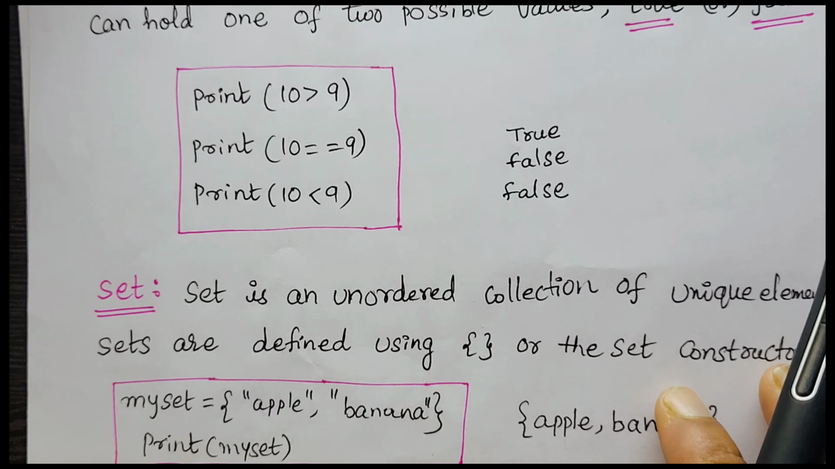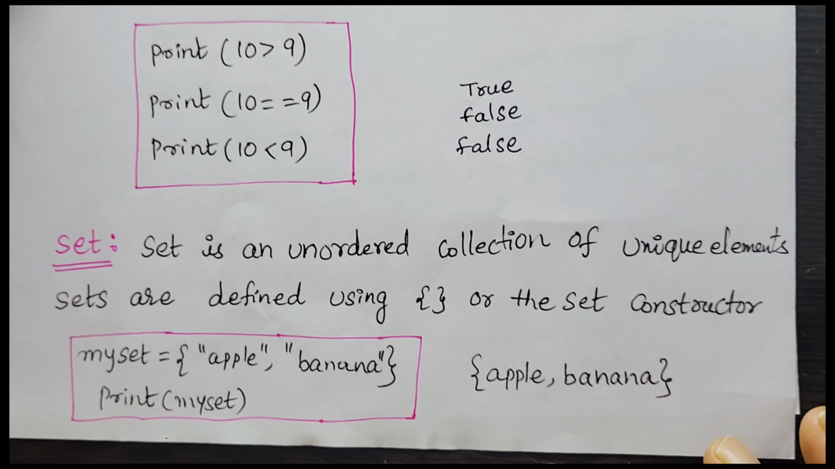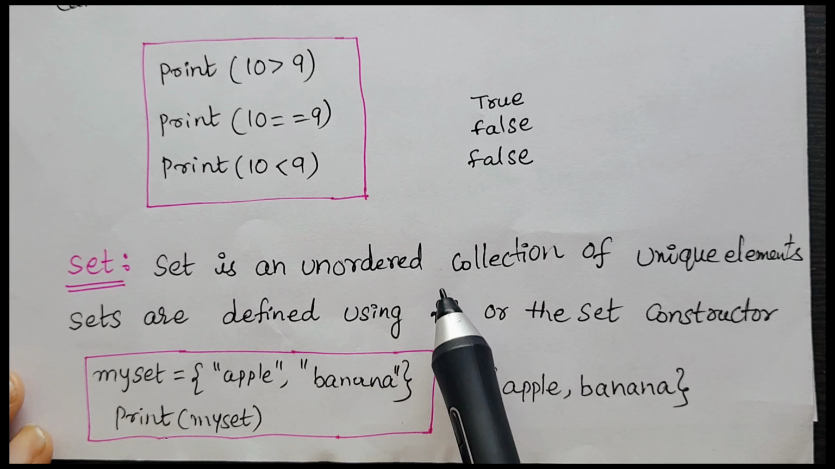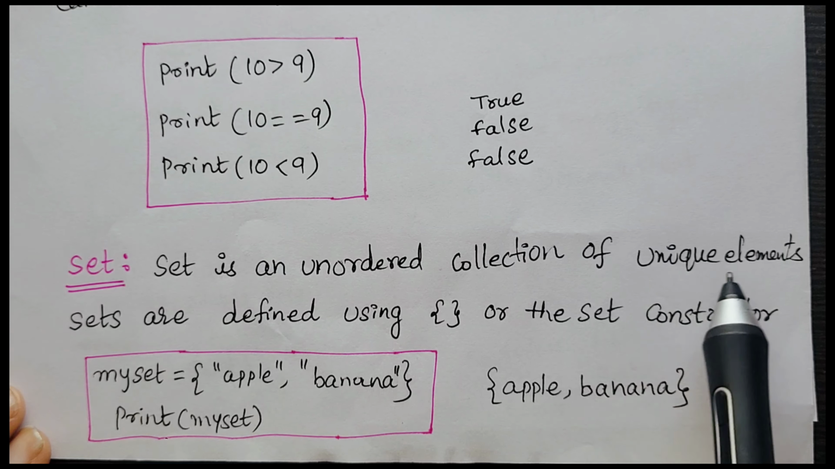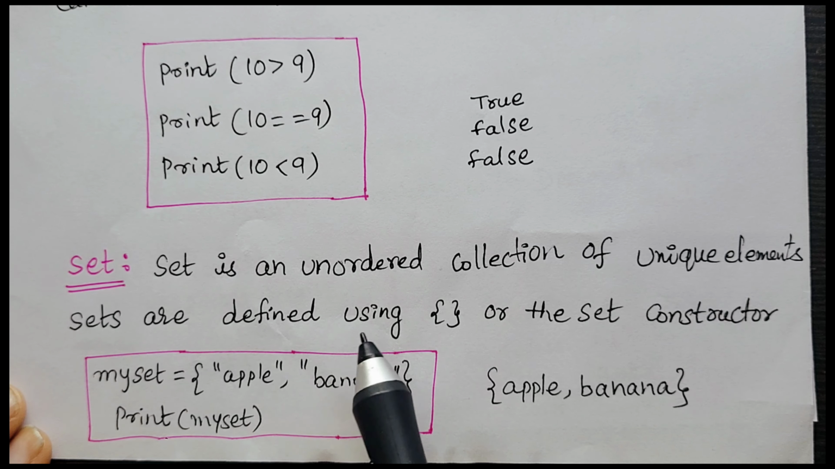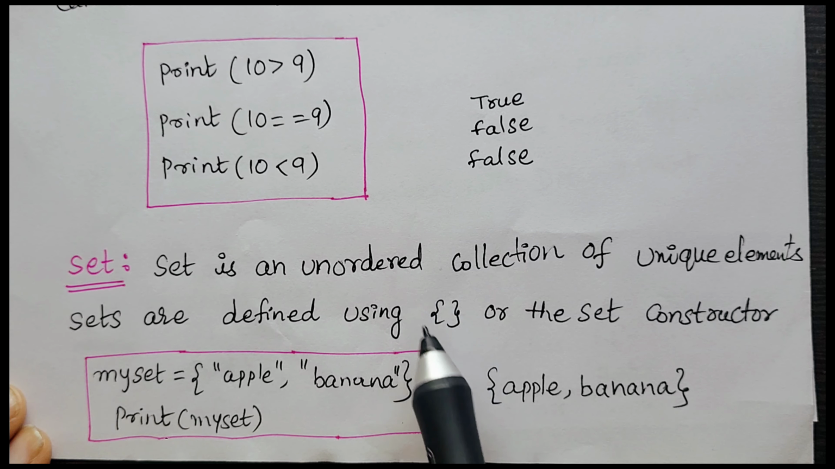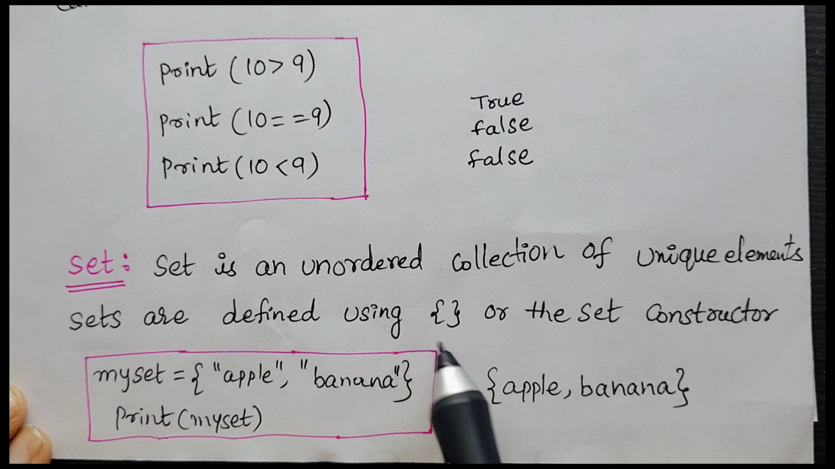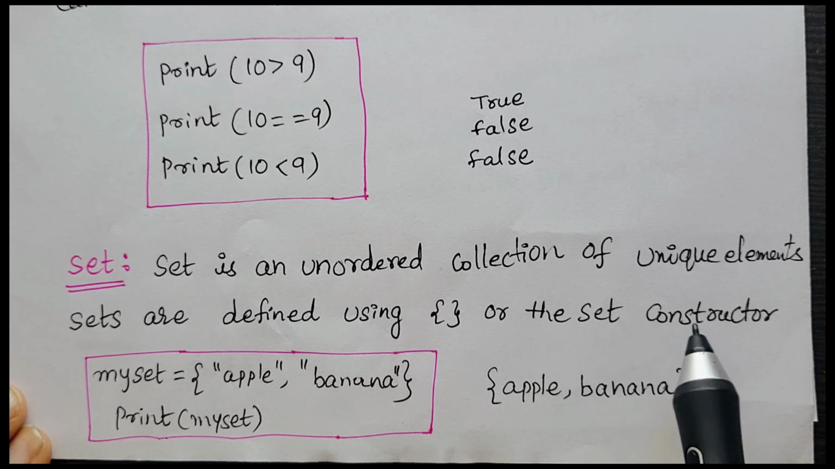So next, let us move on to the concept called set. Now you can see what is meant by set. Set is an unordered collection of unique elements. Sets are defined using curly brackets. So remember, these brackets will be used for a set or set constructor.